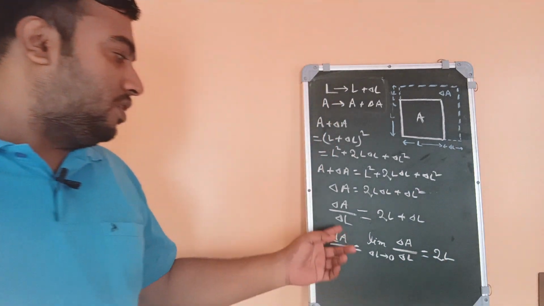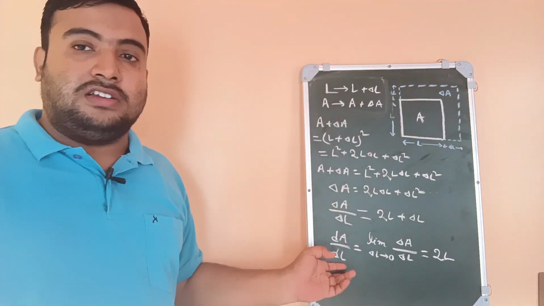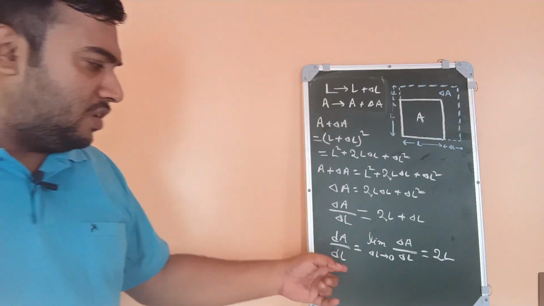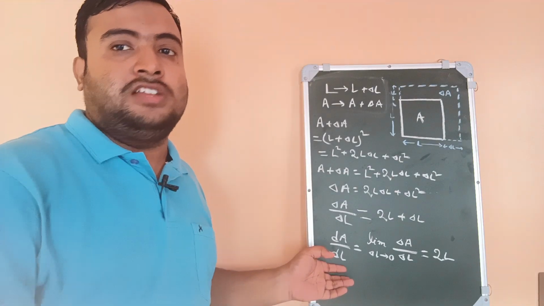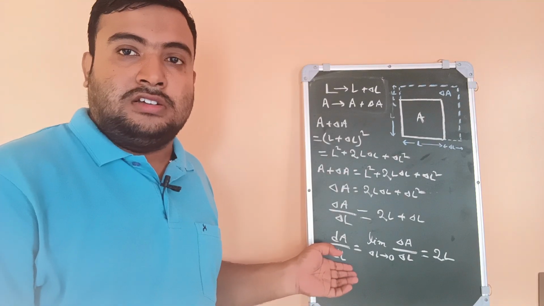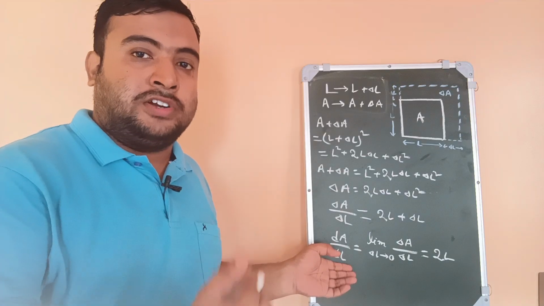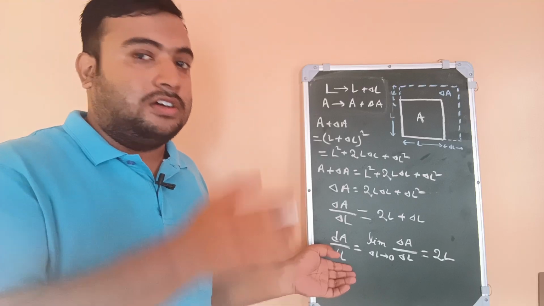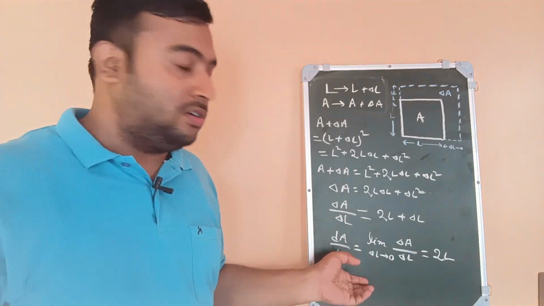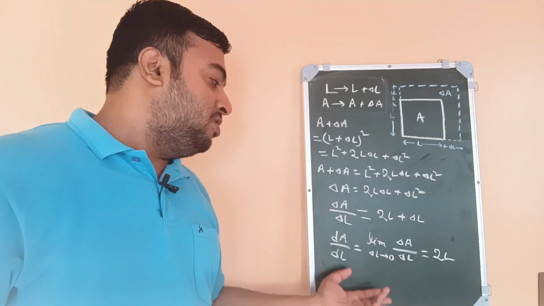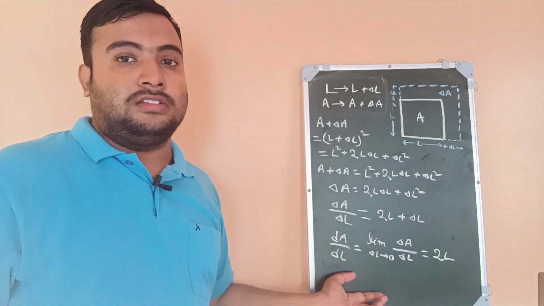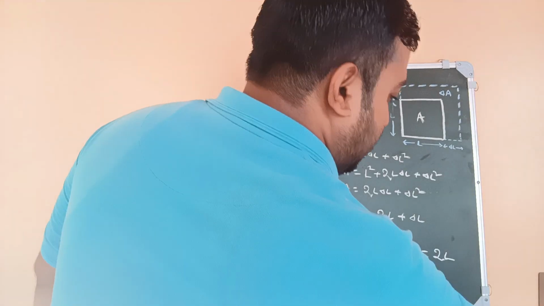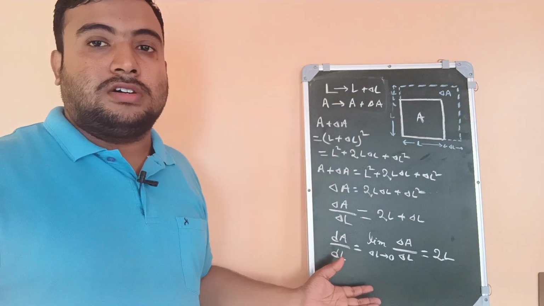So dA by dL is just like dy by dx, showing how the area of the square is changing when the side length is changing. That is why this is called differentiation. Actually, it defines the rate. This is a rate of change, or a rate measurer. So this is the rate of change of area with respect to the side length, that is twice L. So this is the basic definition.